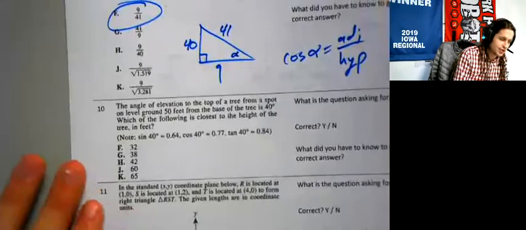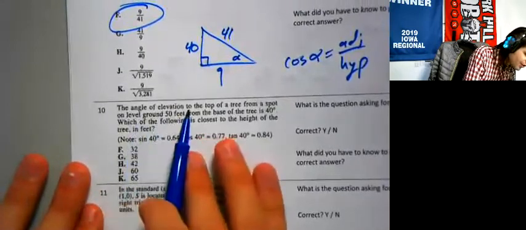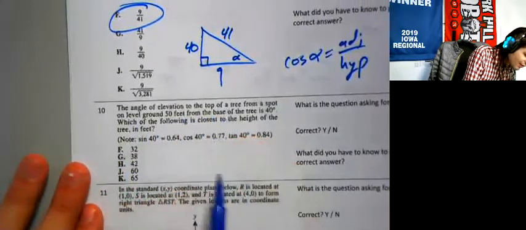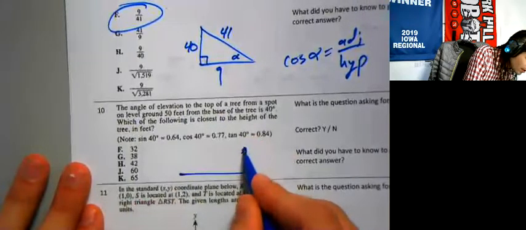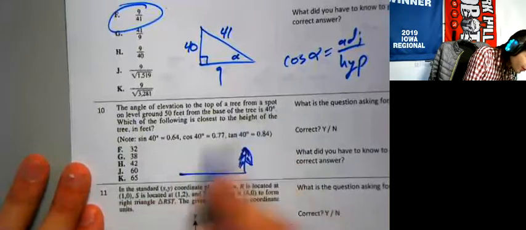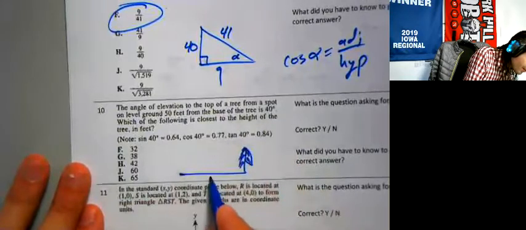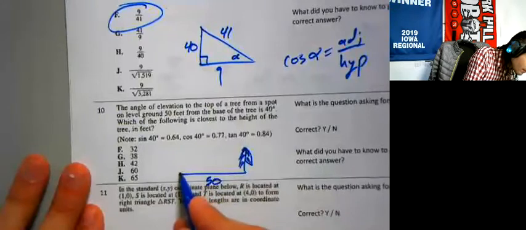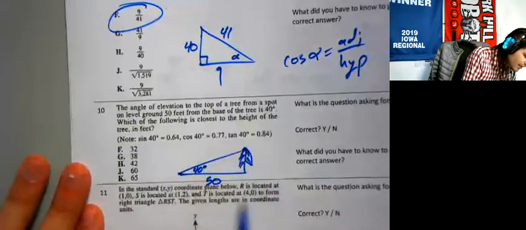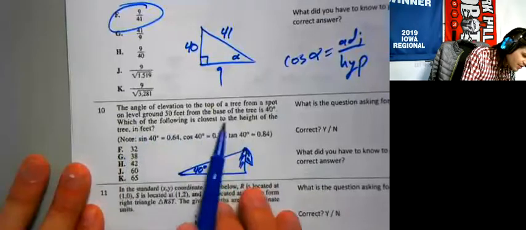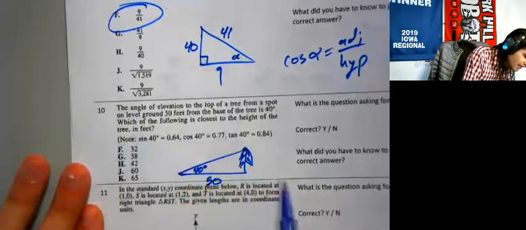Let's look at number 10, because number 10 is asking something a little more familiar to the trig people. The angle of elevation to the top of a tree from a spot on level ground, 50 feet from the base of the tree, is 40 degrees. Great. Which of the following is closest to the height of the tree in feet?